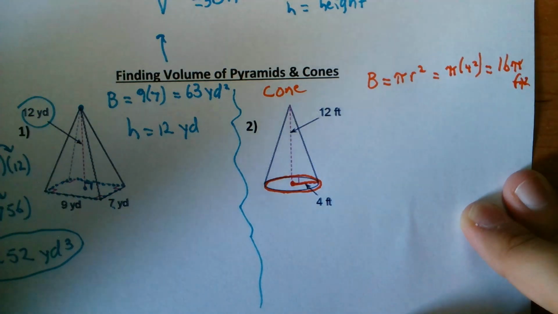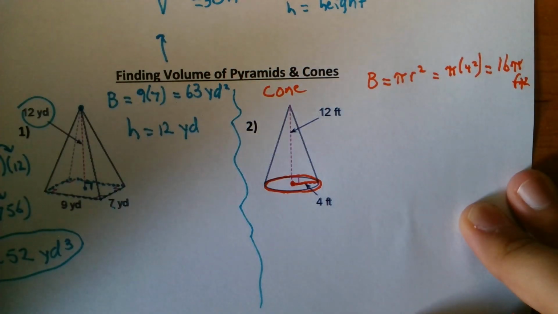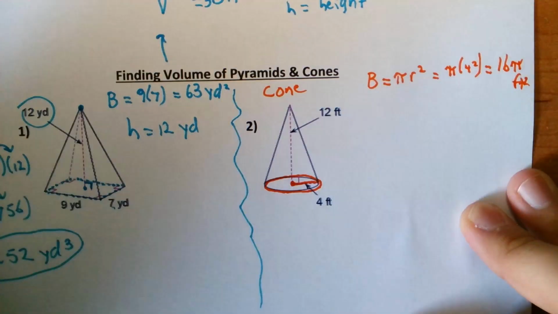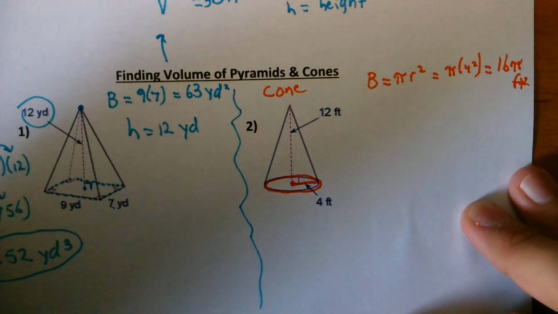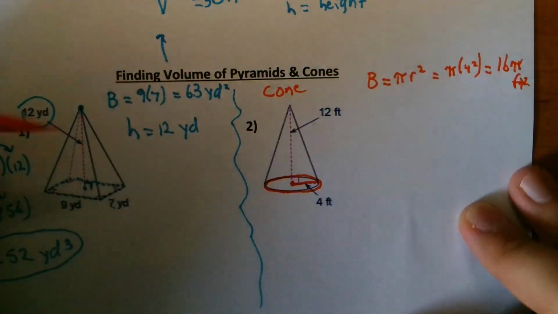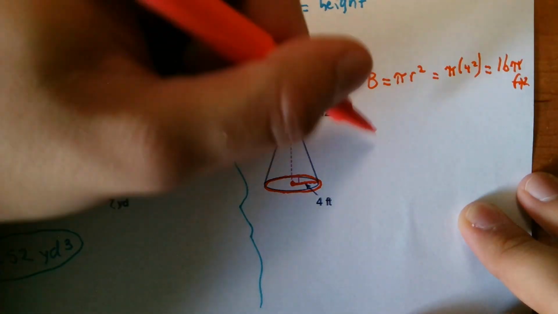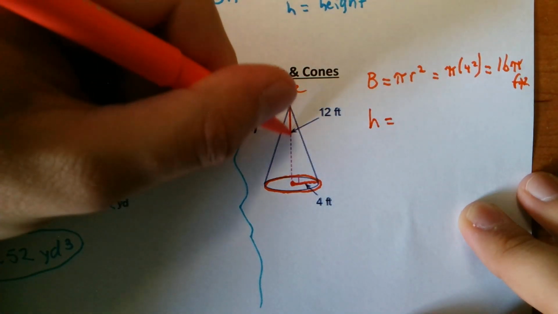Can you see that okay? Yeah, 16 pi feet squared. Alright, good. Now, I'm going to leave this in terms of pi for now. In other words, I'm not going to worry about multiplying pi until the very end of my problem, because that's just going to make my life a little bit easier, and you'll see why. Now, we also need the height of the cone, which is this 12 feet.